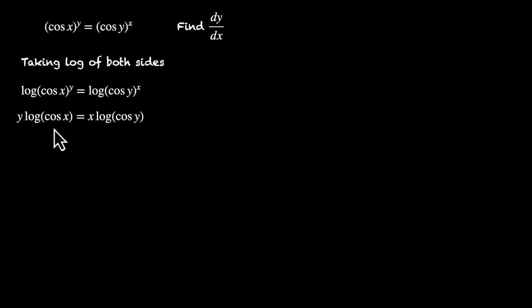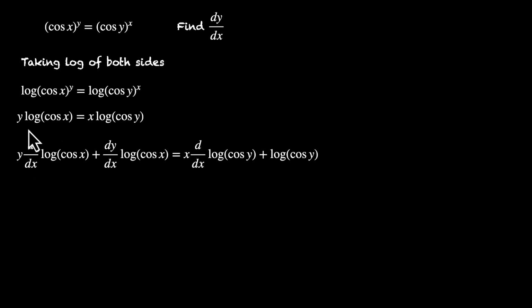So let's do this step by step. For the left hand side, we have y as it is, differentiation of log of cos of x, plus differentiation of y, which is dy by dx, times log of cos of x as it is. So that's the left hand side. Right hand side is x as it is, differentiation with respect to x of log of cos of y, plus differentiation of x with respect to x, we can just write it as 1, times this function as it is, log of cos of y. All right, now we can actually differentiate.